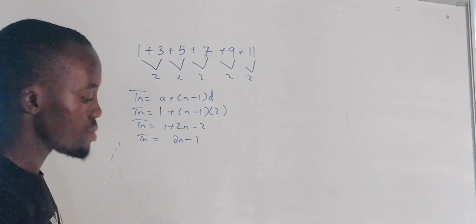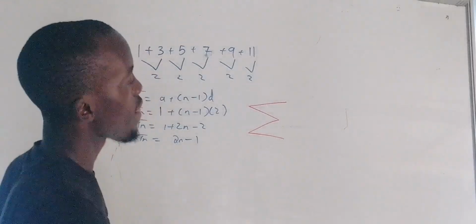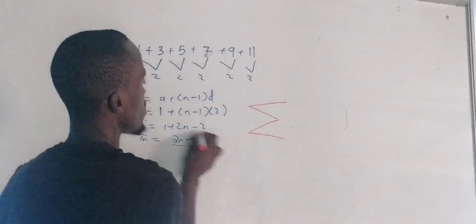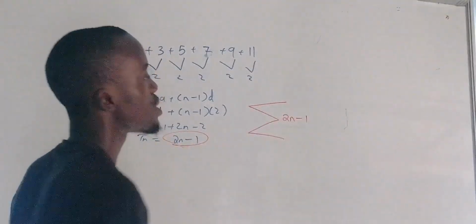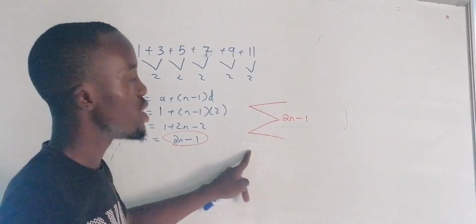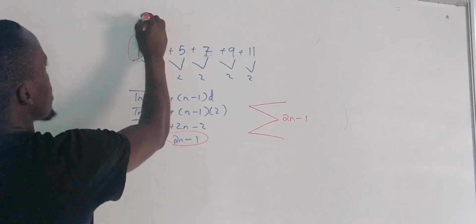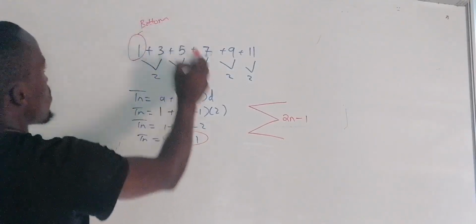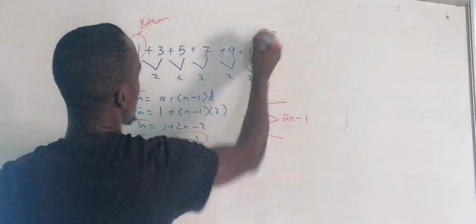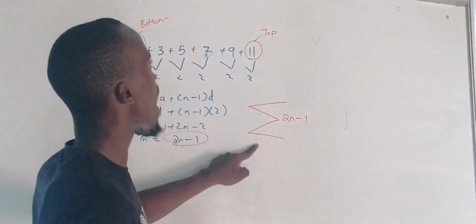Then what do we do here? We just draw this sigma symbol. Then here you put the general formula, which is 2n minus 1. What about this part and that part? This is the bottom, and that's the last, the top. The first term becomes the bottom, and this one becomes the top.